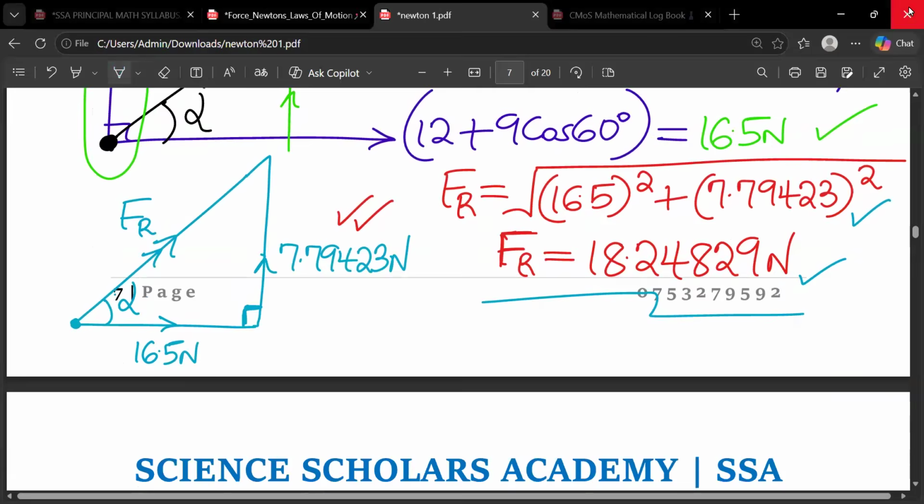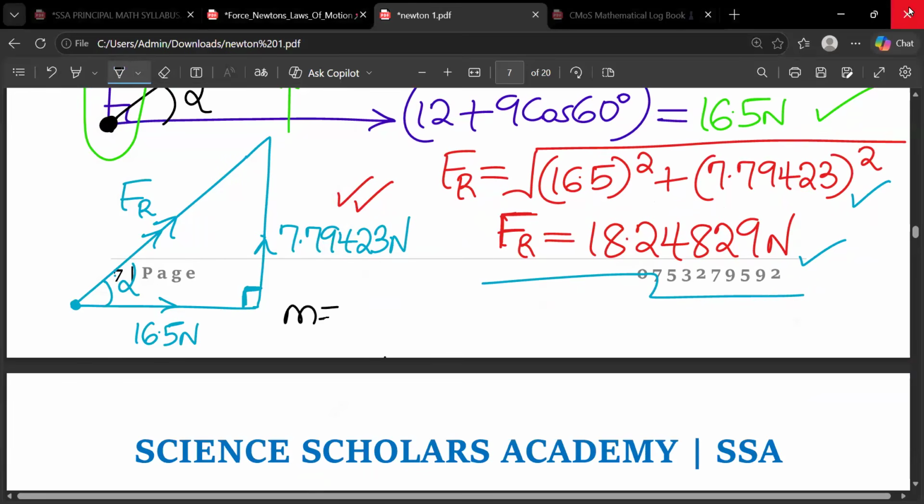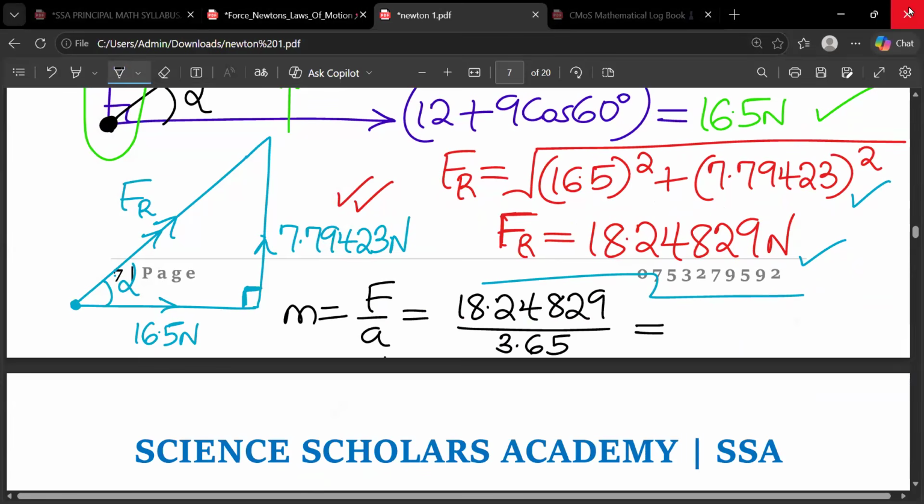So when they ask you for the mass after, you just simply be like, okay, the mass is just force over A. Then you tell them what is the force. 18.24829, and then the acceleration is 3.65. So just get our answer, divide by 3.65, and you don't even need to rewrite it. You just use that long one on the calculator, provided you maintain the DPs. So you get the answer, same number of decimal places.